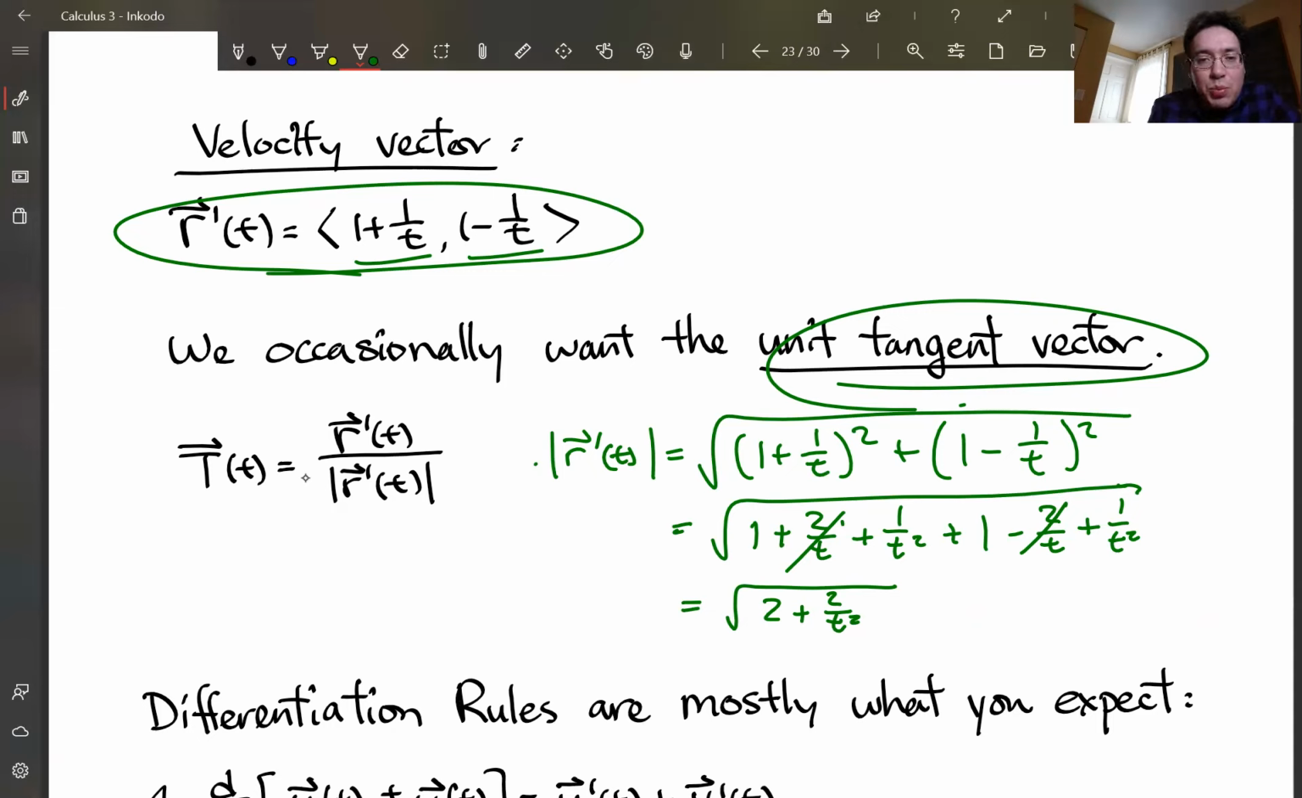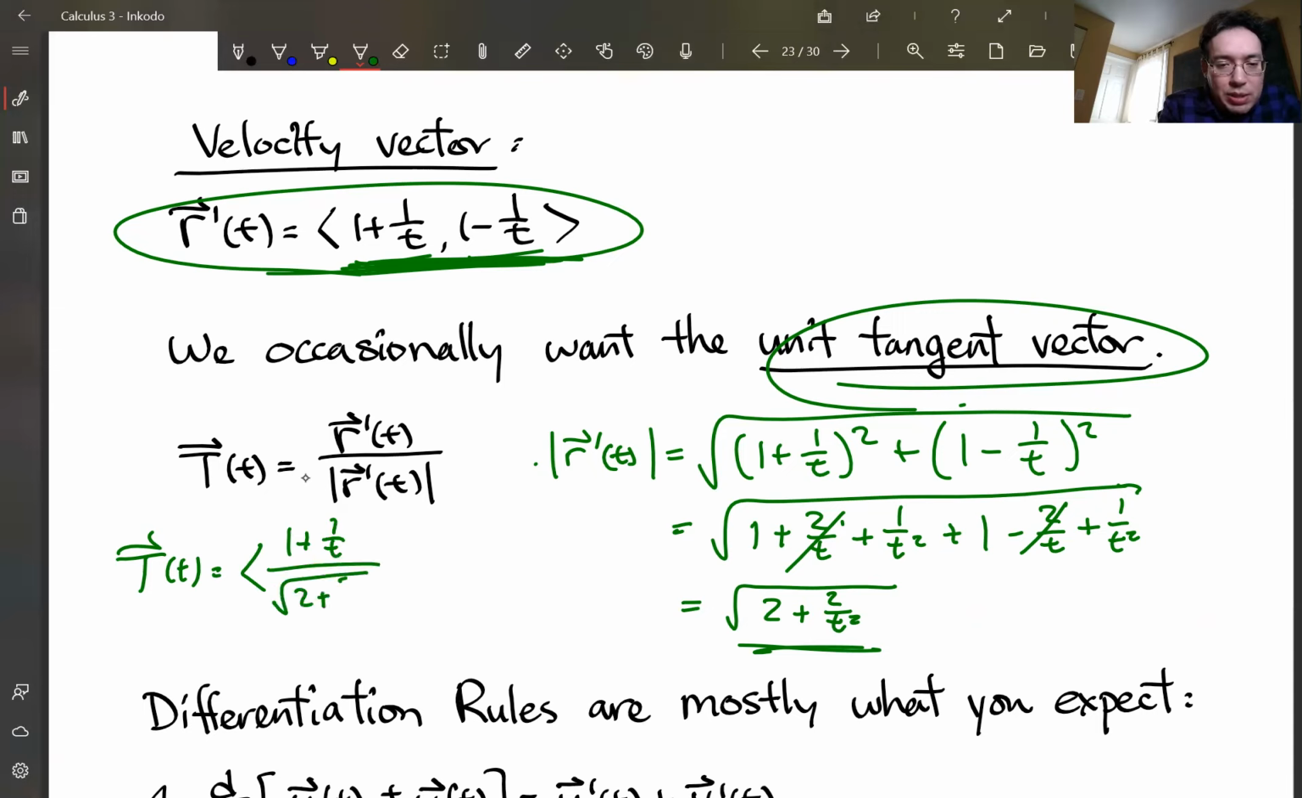Okay, and once we get the speed, the magnitude of the velocity vector, we take this vector and divide it by this amount. So the unit tangent is going to be 1 plus 1 over t over the square root of 2 plus 2 over t squared, and 1 minus 1 over t over the square root of 2 plus 2 over t squared.